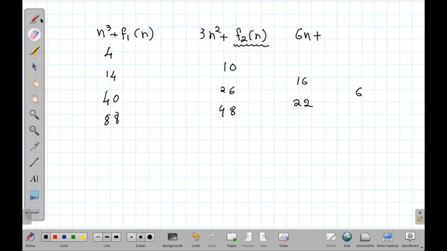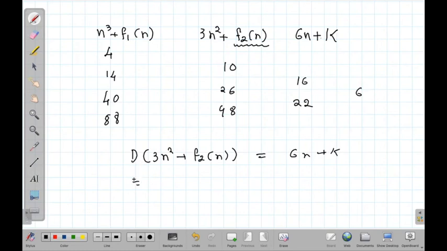Because this is a3. Yes, so some constant. I'll put it as k. Okay, so what I did was I applied the same thing here. So d of 3n squared plus f2 of n is equal to 6n plus k.